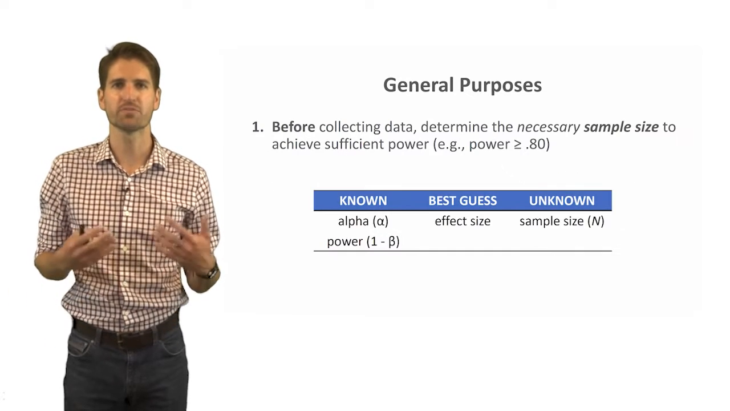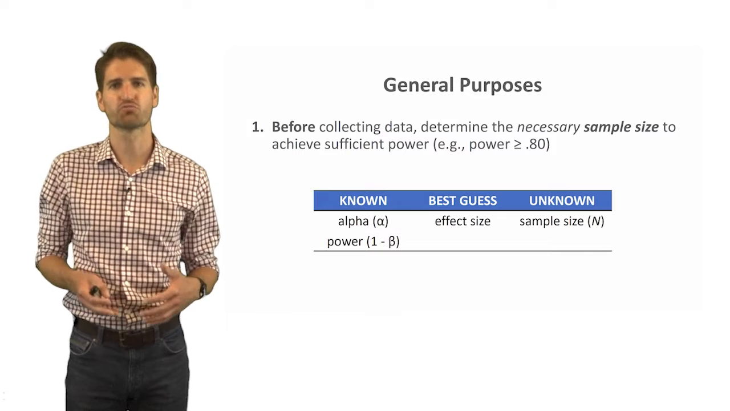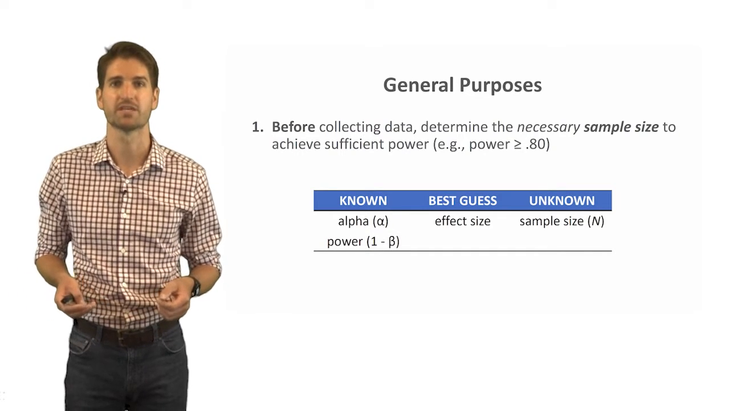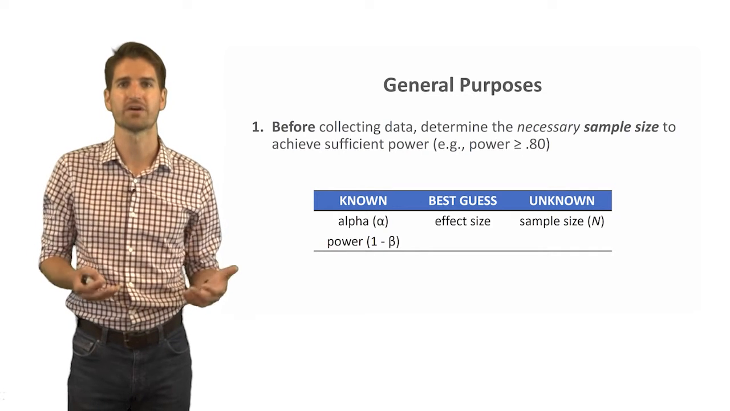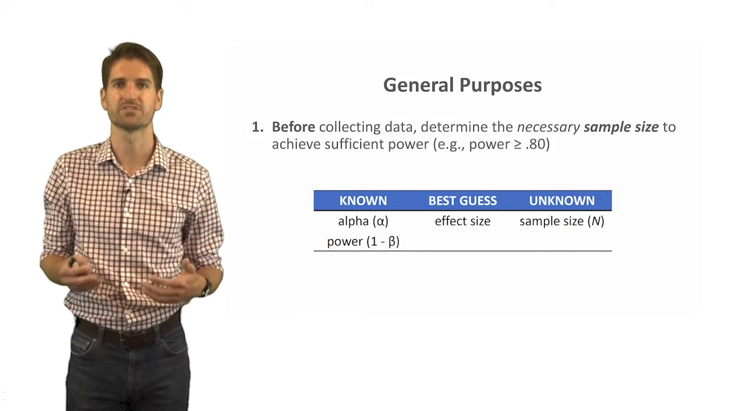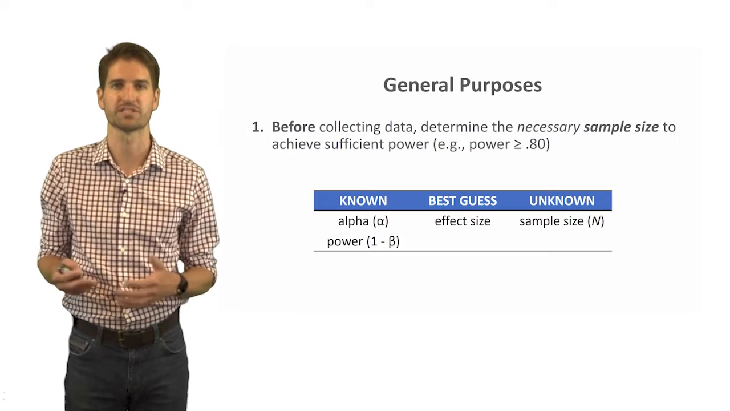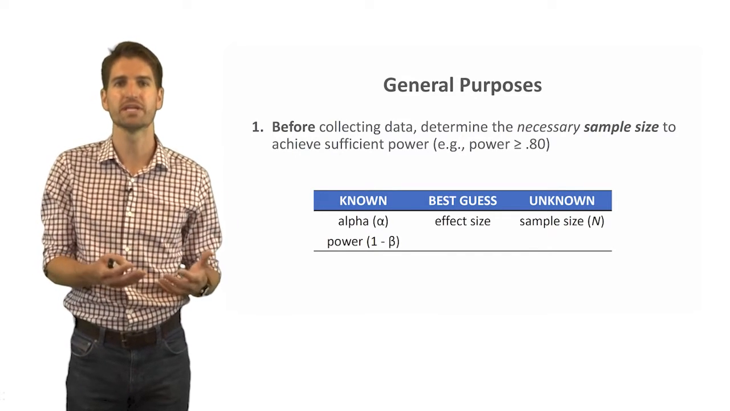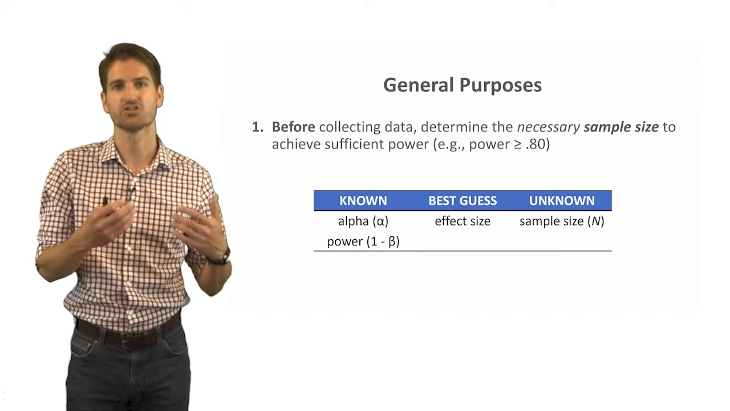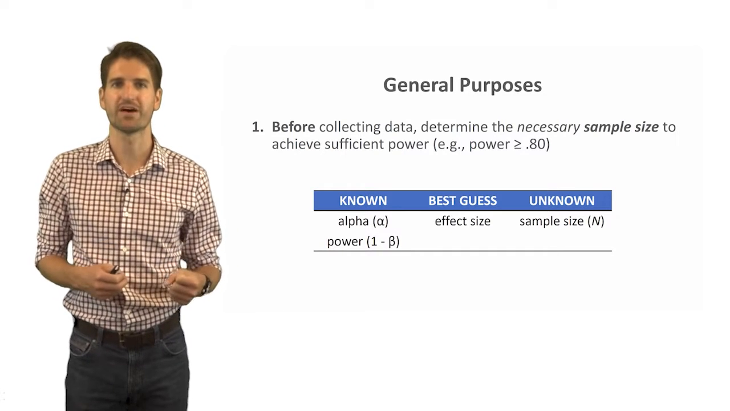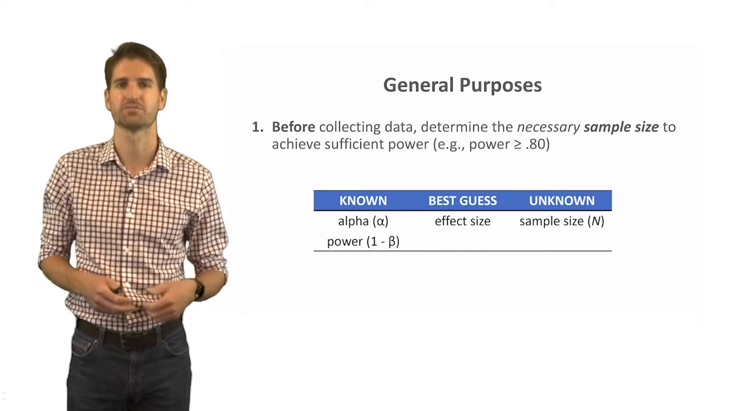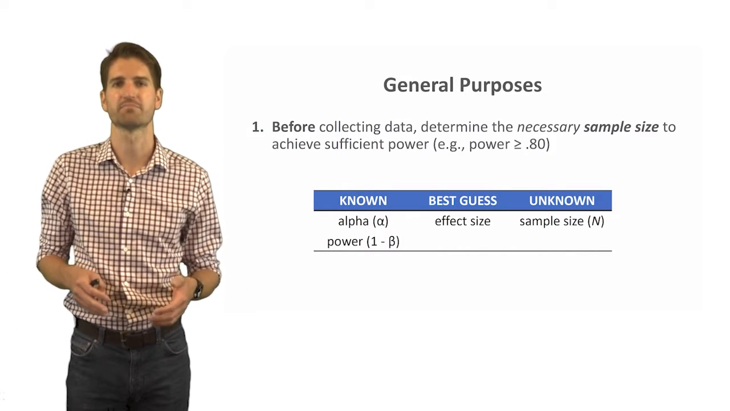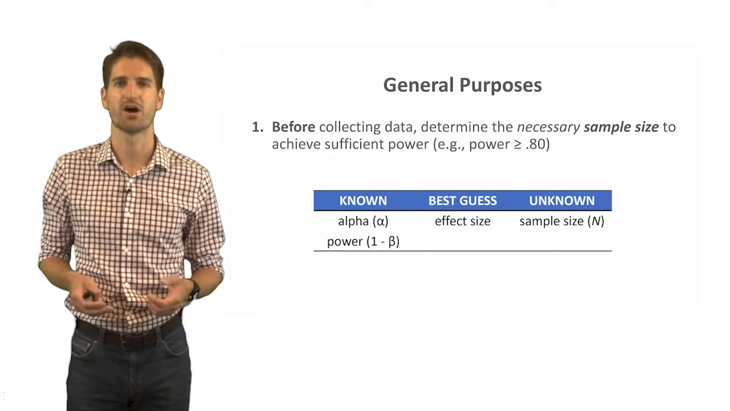And so when it comes to the first general purpose, it's really about this idea of knowns and unknowns as well as best guesses. When using a power analysis to determine the necessary sample size to achieve sufficient statistical power before you actually collect or acquire data, what you know is alpha and your power. So you can set those values ahead of time. You might say that alpha is 0.05 two-tailed, and you might say power is, let's say, 0.80 if you're going to use a common convention.